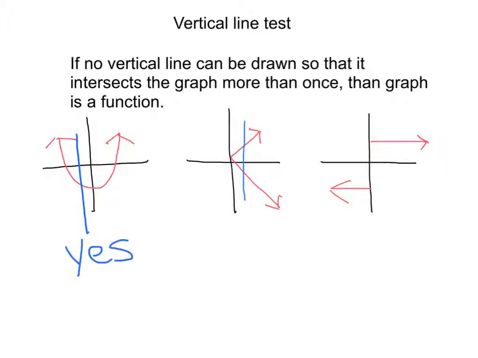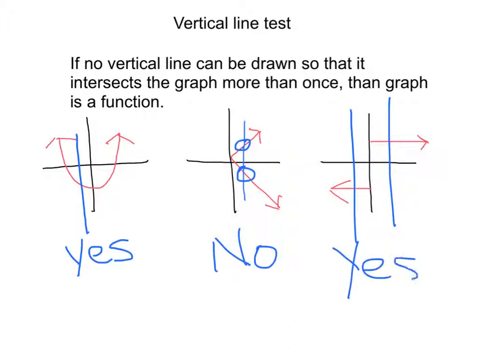In picture number 2, you draw a vertical line, and it actually crosses the graph twice in 2 different spots, here and here, so this one is not a function. And in this example, you could draw a vertical line anywhere, and it's not going to cross the graph but one time, so yes, this one is a function.